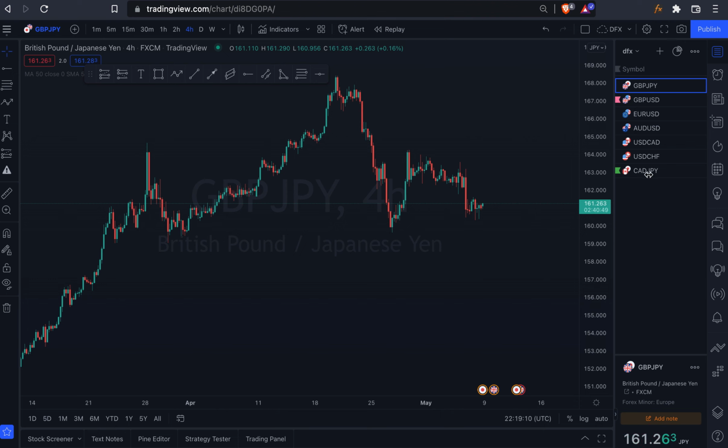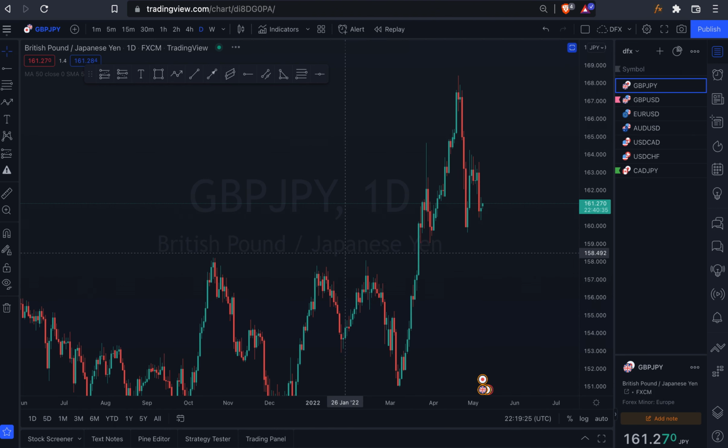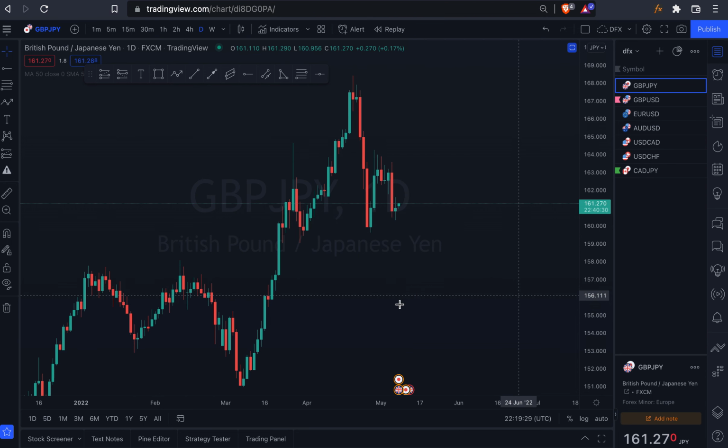Okay, so first of all, I'd want to start with GBPJPY, which is one of my favorite pairs as of now. So with my analysis, let's start from the one day, so we get to understand what is going on and see how we can make the most out of this trade.